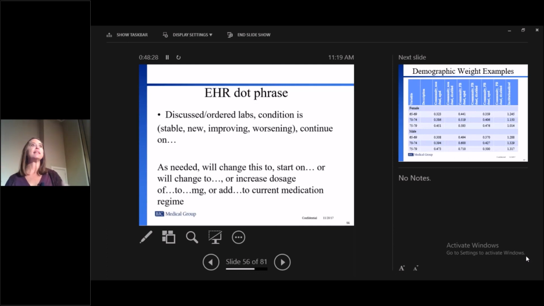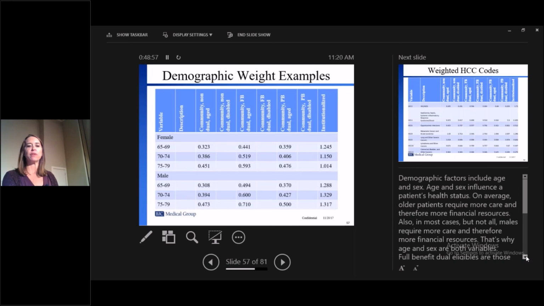And then I say continue on metformin 500 milligrams twice daily, or you can change this as needed. We'll add Januvia, or whatever the case may be, or we'll now need to refer to endocrinology. You can add increased dosages, add increased medication regimens. And that's what I document under every single one of my chronic conditions under those three that I need for a 214 visit.